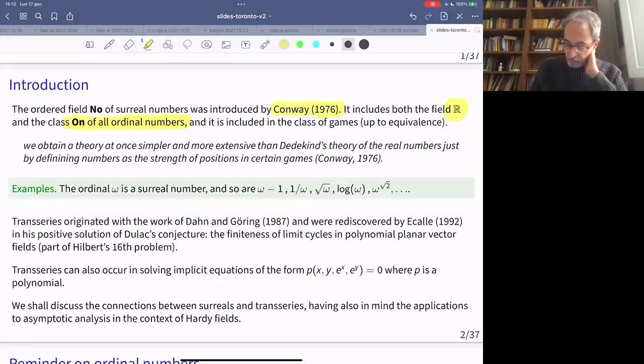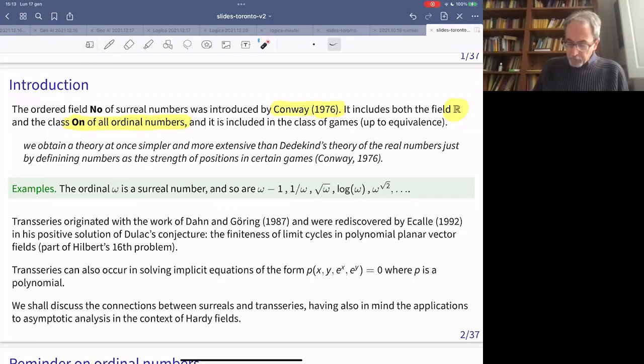And let me just make a quote. This is a quote from Conway. "We obtain a theory at once simpler and more extensive than Dedekind's theory of the real numbers, just by defining numbers as the strength of positions in certain games." So a number measures how good the position is for a certain player, but I'm not going to go into this aspect of games. It's just for the history of the subject. So it's intimately connected with games.